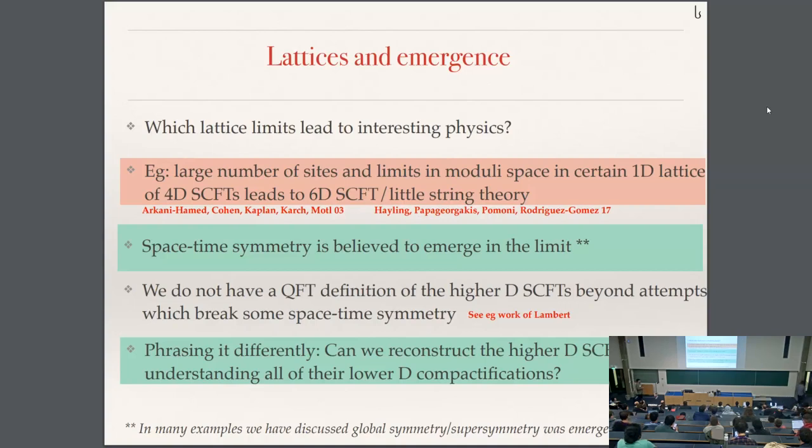So you can make this kind of observations and try to construct certain types of 6-dimensional theories, 2,0 theory, and even little string theories. What is important about this construction is that space-time symmetry is believed only to emerge in certain limit. It is important that many constructions that we have considered had other symmetries, like global symmetries and supersymmetry, emerging in the infrared. But it seems that to consider theories in all numbers of space-time dimensions, we also, in a sense, have to give up space-time symmetries and see them as emergent.